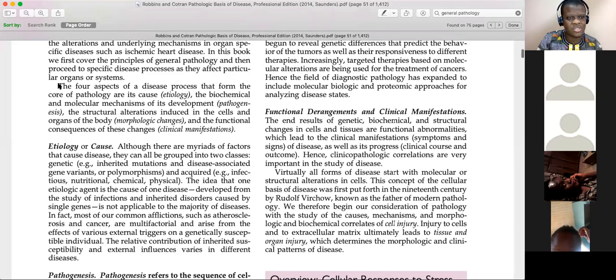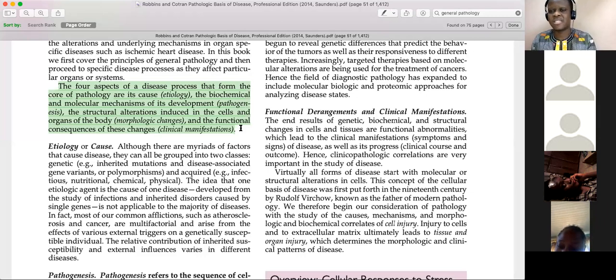understand what the cause is. I'm highlighting something on your screen: what is the cause of this disease? That is the etiology. So the first important key element of any disease that you are talking about is what is the cause, what is the etiology of that disease. I said malaria, for instance, is caused by Plasmodium falciparum. So that is the cause of the disease.